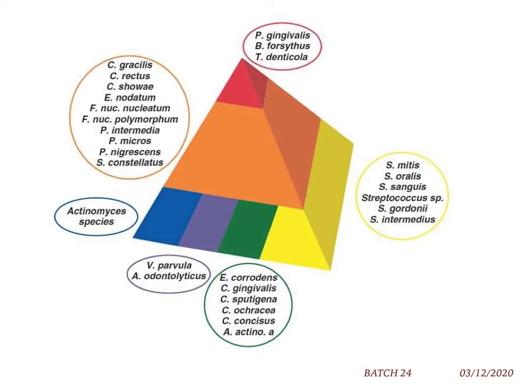So these red complex organisms are kept at the top of the pyramid. Three organisms: P. gingivalis, T. forsythia and T. denticola. PG, TD and TF.